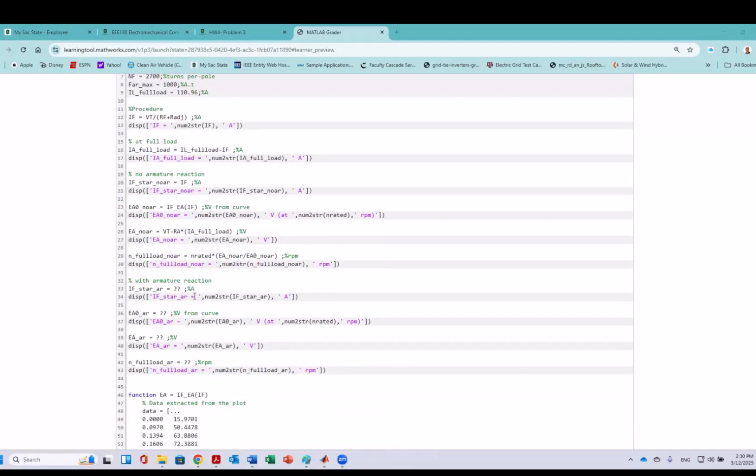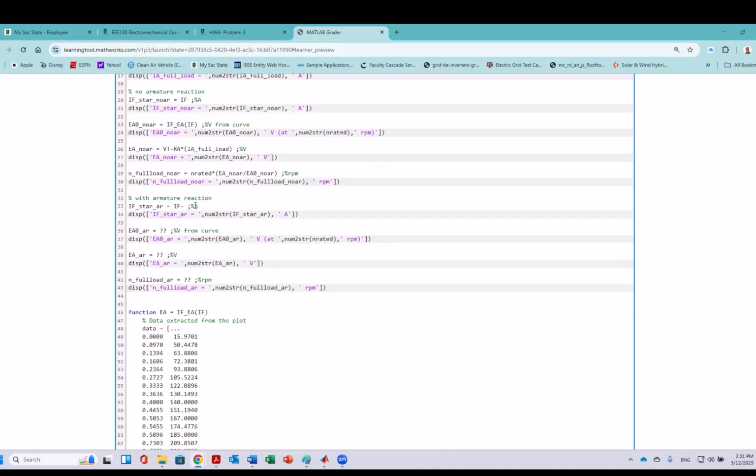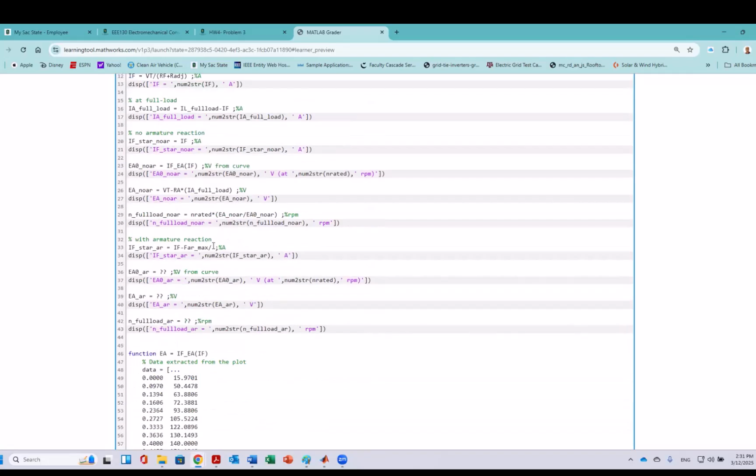Now, when there is armature reaction, what we need to do is to find the IF star, which comes from IF minus this FAR divided by the number of turns, right? This is ampere turns over turns, that becomes amperes. So this becomes your IF star when you include the armature reaction.